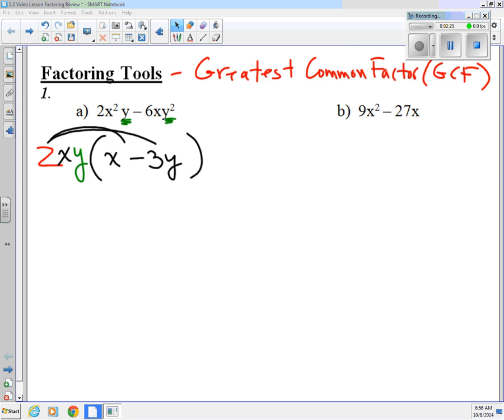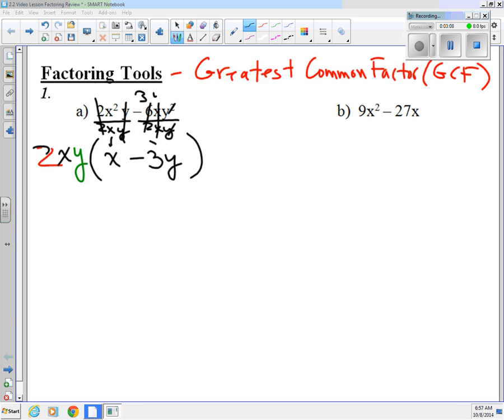Another way to do it is to recognize that multiplication and division are opposites. So when I'm trying to figure out what I'm multiplying 2xy by to get 2x squared y, I can think of that as really doing a division problem. I'm going to take 2x squared y and divide by 2xy. The 2's divide out, the y's divide out, and x squared divided by x is x. So that works. Same thing with 6xy squared. I can divide it by 2xy. 6 divided by 2 is 3. x divided by x is 1. y squared divided by y is y. And I'm left with 3y.